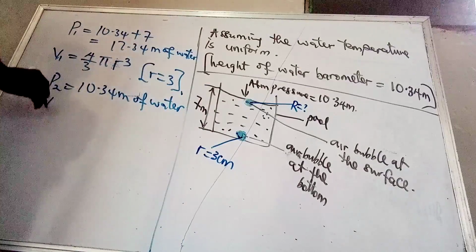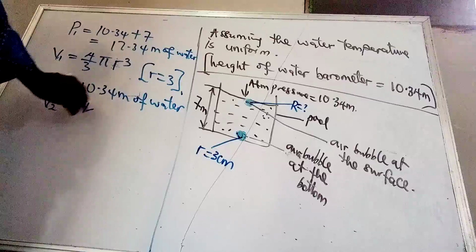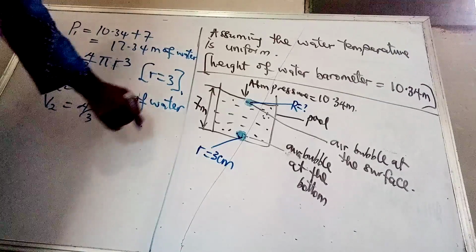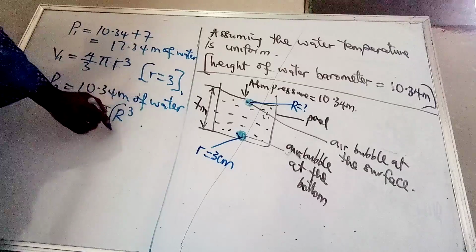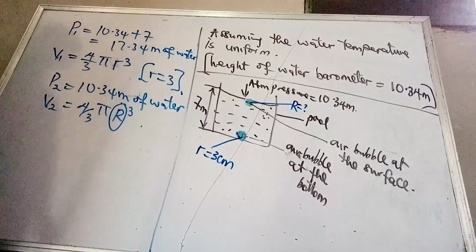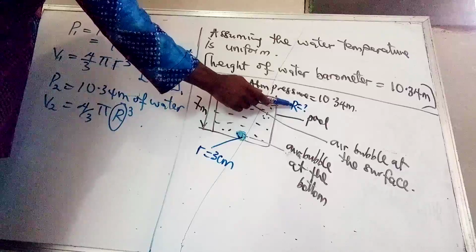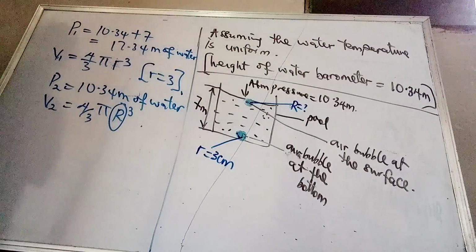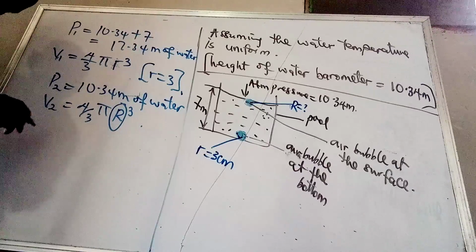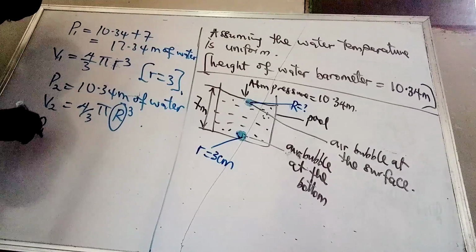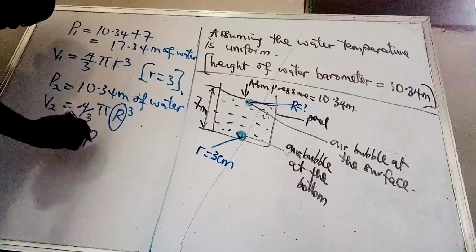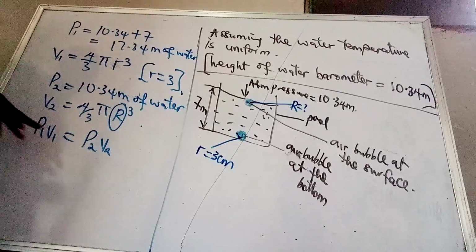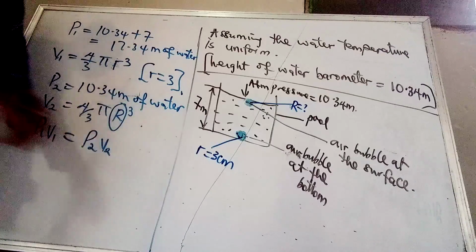Alright, V2 will be 4/3 pi r cubed. Don't forget, this is what we are looking for. We are looking for this r. That's why I put a question mark here. So, what do we do? Using the formula derived from Boyle's law, P1 V1 equals P2 V2. That is, the product of the pressure and volume remains constant.